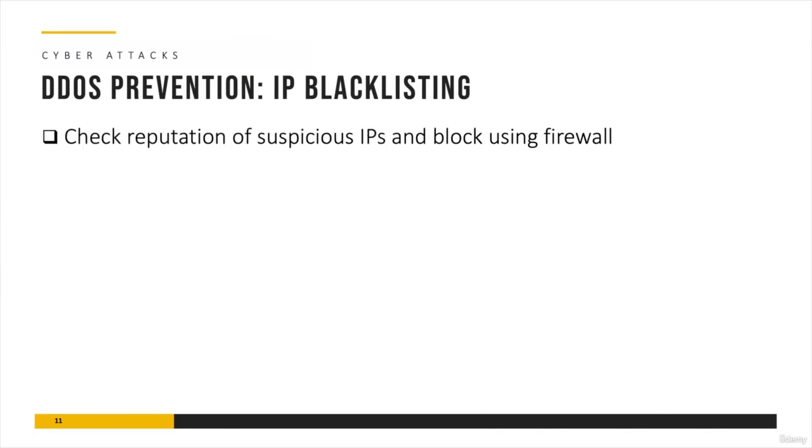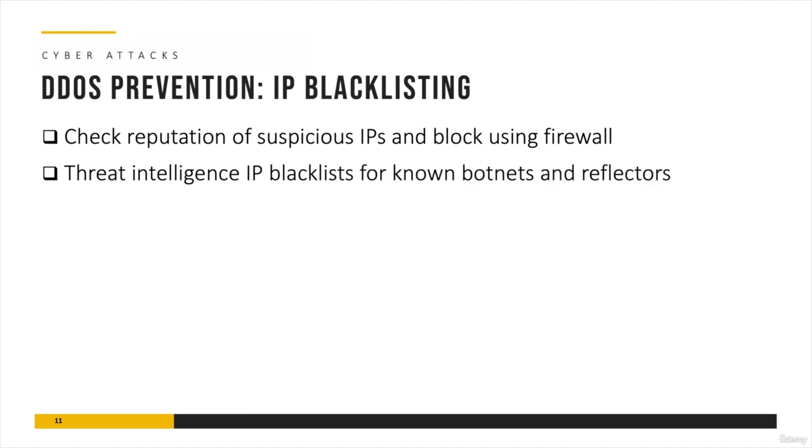Another interesting technique is to use IP blacklisting. So you can check the reputation of suspicious IPs and add them to your firewall rules in order to block them. Now there are several sources from where you can get this list of IP addresses. First of all would be the list that you build up yourself for your own corporate network, based on the traffic patterns that you have observed. But there are also other sources. So for example, there are threat intelligence IP blacklists for known botnets and reflectors.